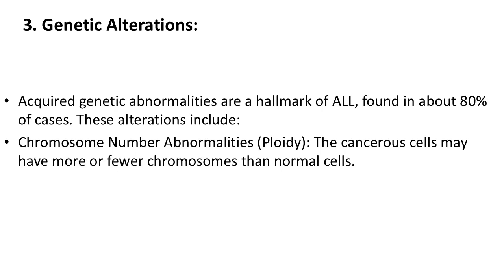Three, genetic alterations. Acquired genetic abnormalities are a hallmark of ALL, found in about 80% of cases. These alterations include chromosome number abnormalities. Ploidy. The cancerous cells may have more or fewer chromosomes than normal cells.